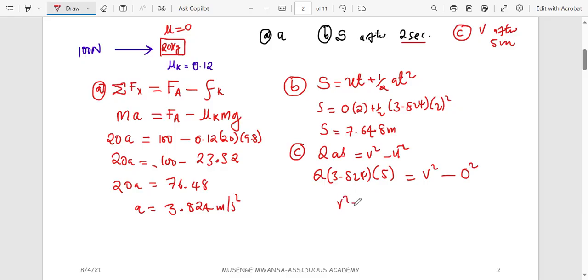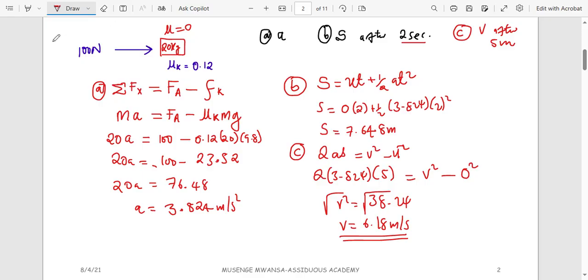And so v squared is going to be 2 multiplied by 3.824 multiplied by 5, and that is going to be 38.24. For me to remain with velocity, we square root both sides, and so velocity is going to be equal to 6.18 meters per second. Does this make sense? Are we okay?